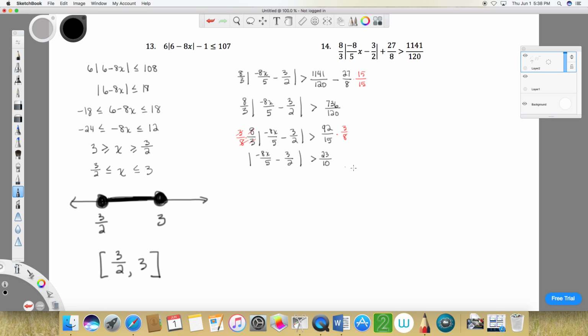we're going to split this into two inequalities. We've got negative 8x over 5 minus 3 halves. I change the direction of the arrow, I change the sign of the number. And I know that that expression is strictly less than negative 23 over 10, or I have this expression that is strictly greater than positive 23 over 10. So let's get x by itself.